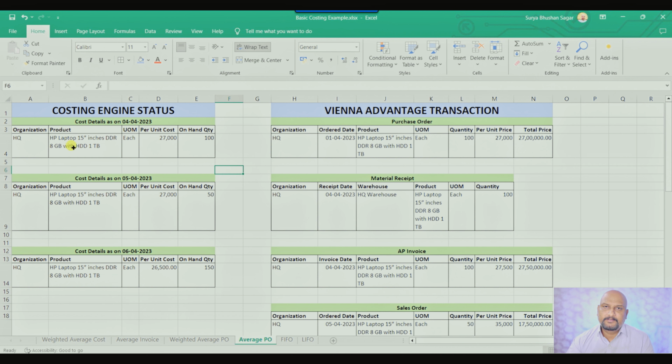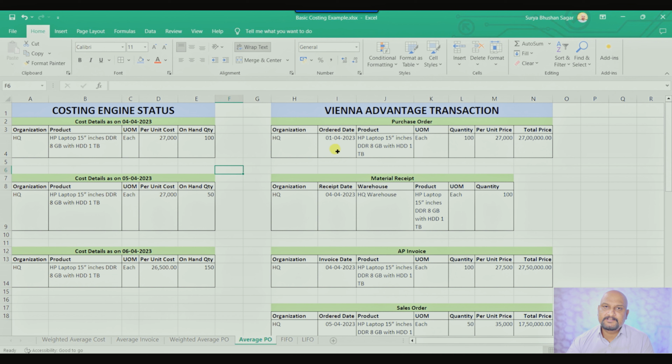Now, in terms of the product category, you just need to set the costing level as organization and the costing method as average PO. Okay. I'm considering that this product is newly entered and there was no previous stock available, and hence we are doing the transactions. At the level of the costing engine, the status is that my per unit cost is 0 and my on hand quantity is 0, and we are starting with the transactions in the system.